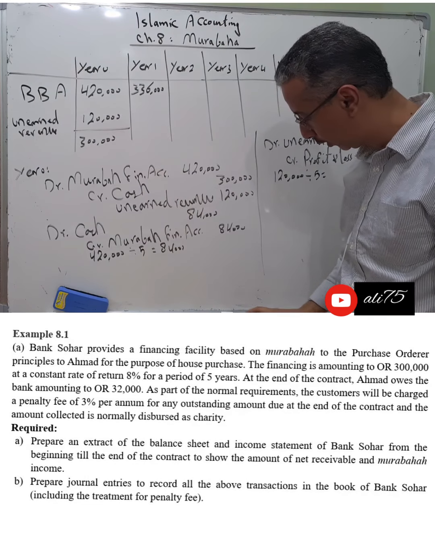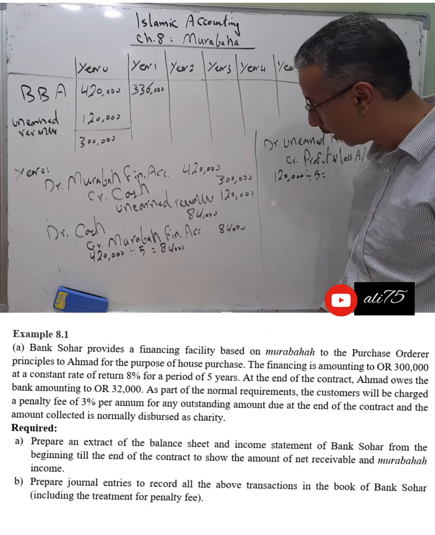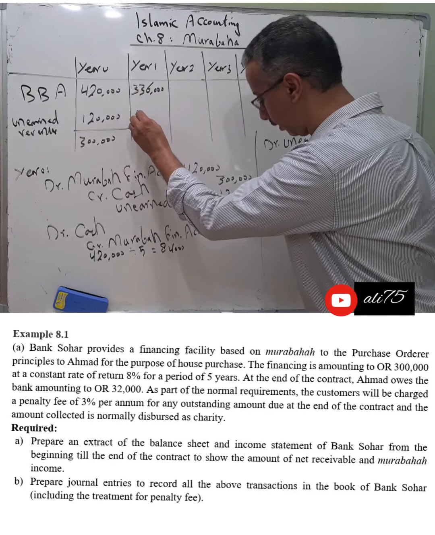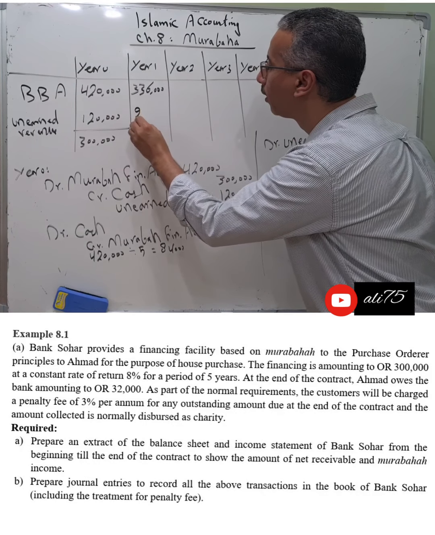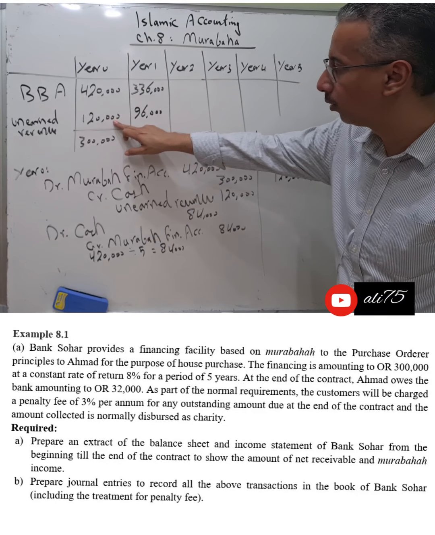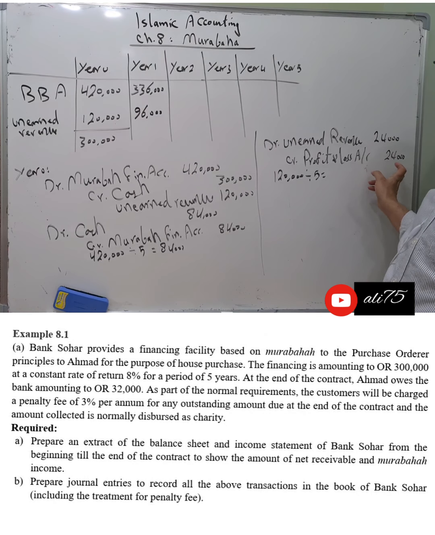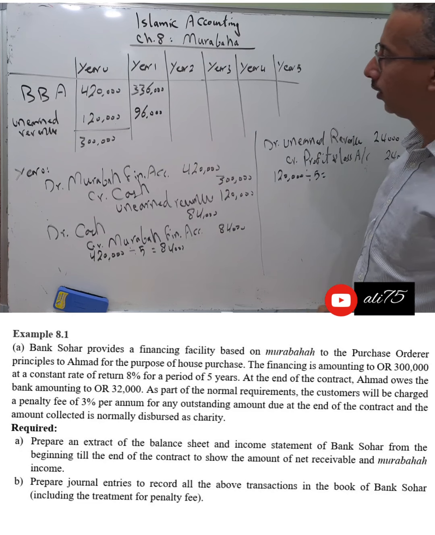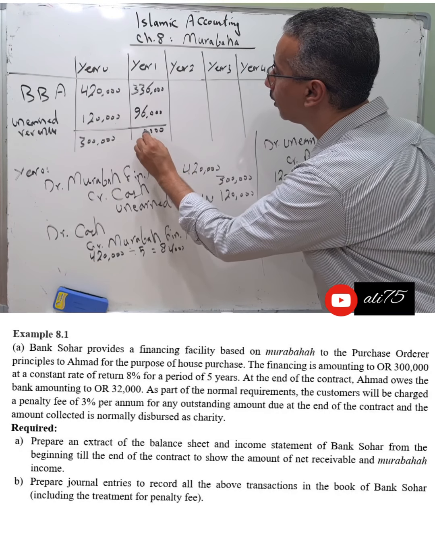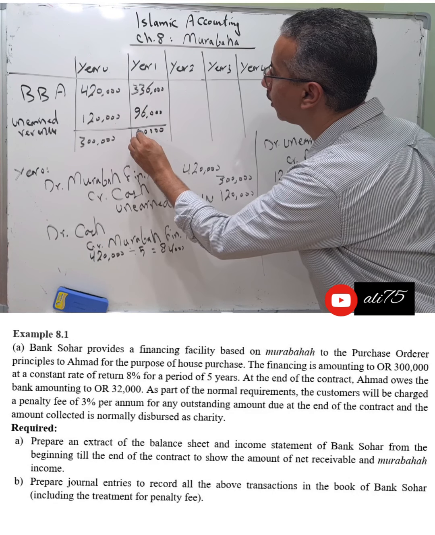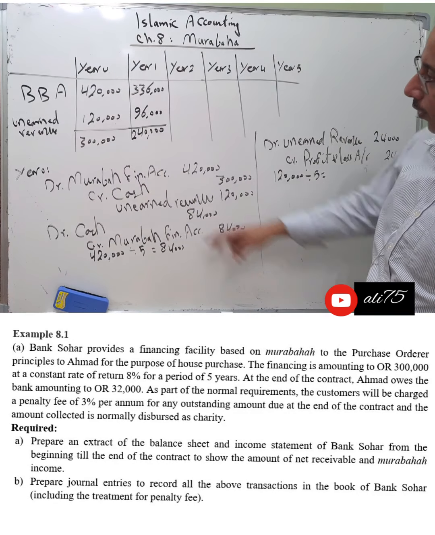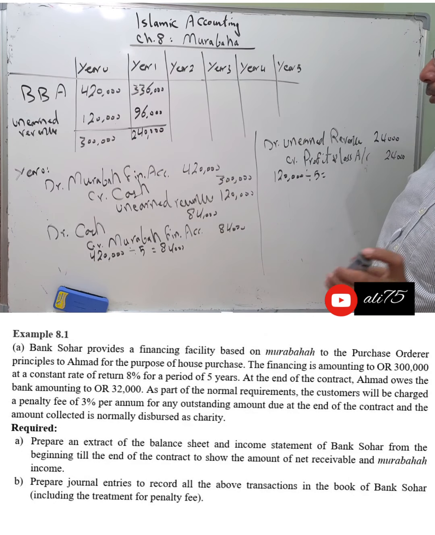So 120 minus 24,000, it will be 96,000. 120 minus 24,000. So the remaining 240,000. Yes, 120.